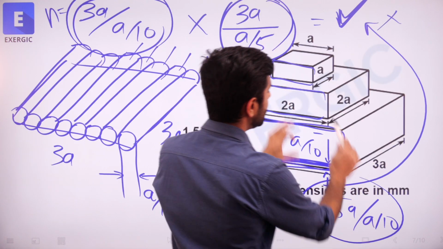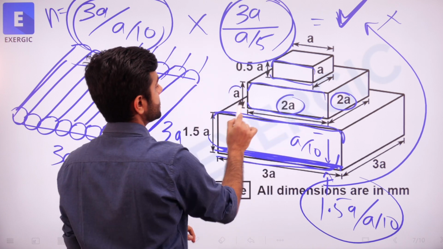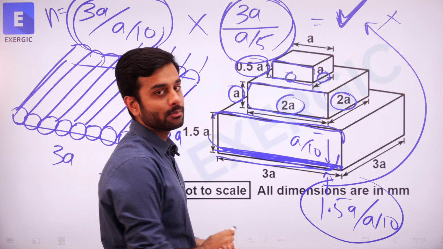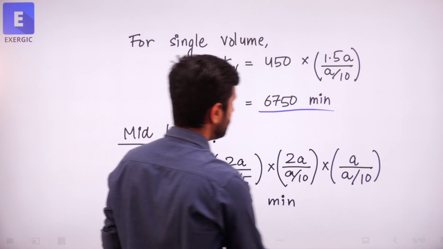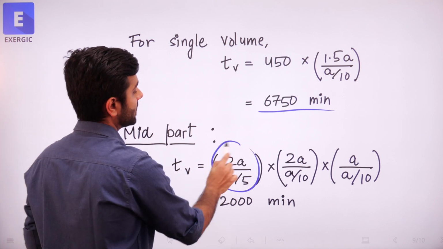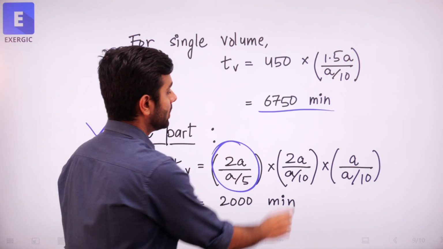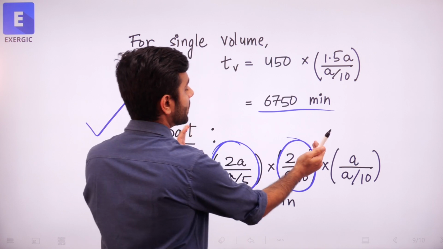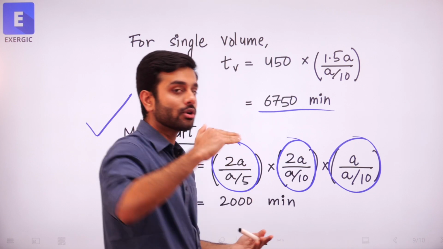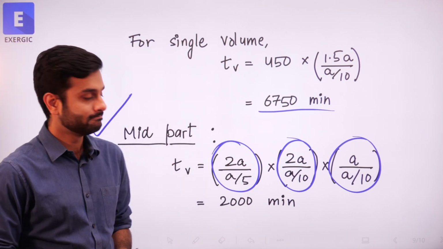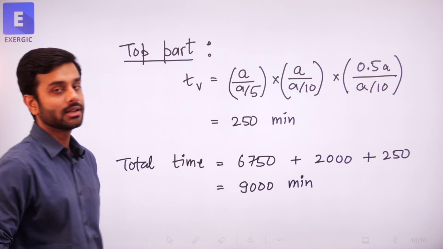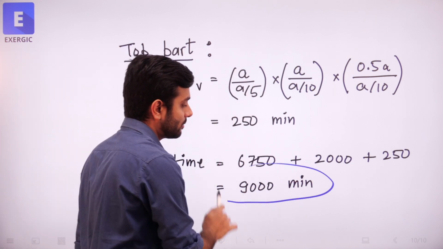For the mid part, use 2a and height is a. For the topmost part, a and 0.5a. So simply repeating that calculation will give you, for the mid part, time for a single line as distance by speed, then the number of rods. This product is telling you time for the area, multiplied by number of layers, the time for the total volume: 2000 minutes. Exactly the same for the top part: 250 minutes. Add all of them, you will get 9000 minutes as the answer.